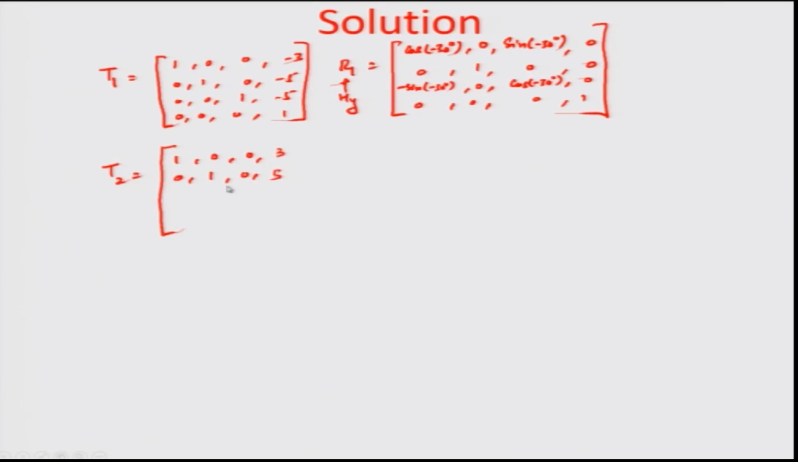So, plus 5, 0, 0, 1, plus 5 again, and 0, 0, 0, 1. So, these are the 3 different operations, or concatenations, that serially have to be applied to V initial so that you could obtain V final.